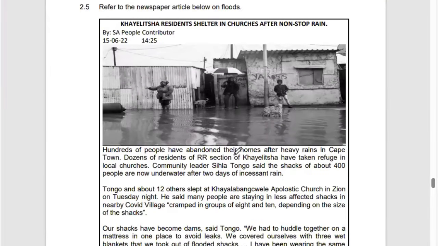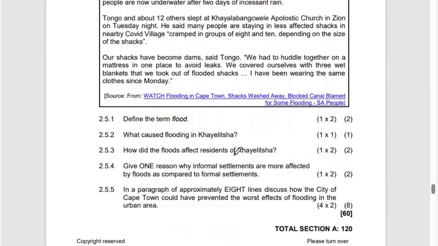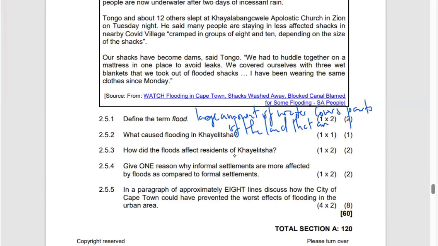Refer to the newspaper article below on floods. It talks about a flood situation in Khayelitsha. Define the term flood. Flood, we are referring to a situation here when a large amount of water covers parts of the land that are not usually underwater.